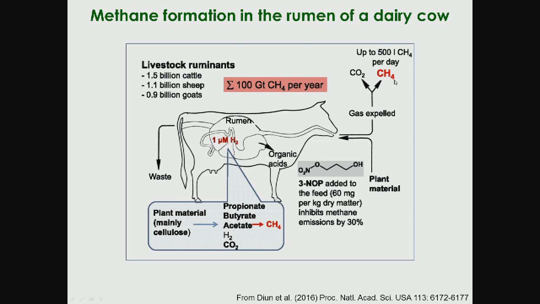So these gases are expelled from these animals, and it's estimated that about 500 litres of methane can be produced from a cow per day. And if we think about the many billions of these ruminants that we're cultivating across our planet, all these billions of cows, sheep and goats, that's a lot of methane being produced per year.